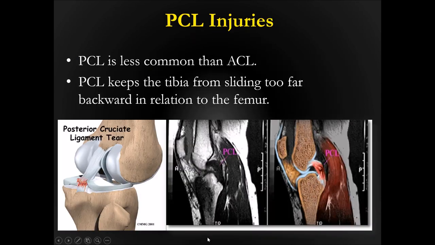So these are less common than ACL, but in Thammasat, very common. Why? Not Chulalongkorn, not in the city, but in Thammasat, very common because we are close to the Paholyothin Road on the highway, and there are a lot of accidents. Okay, in the city, they have very few PCL.